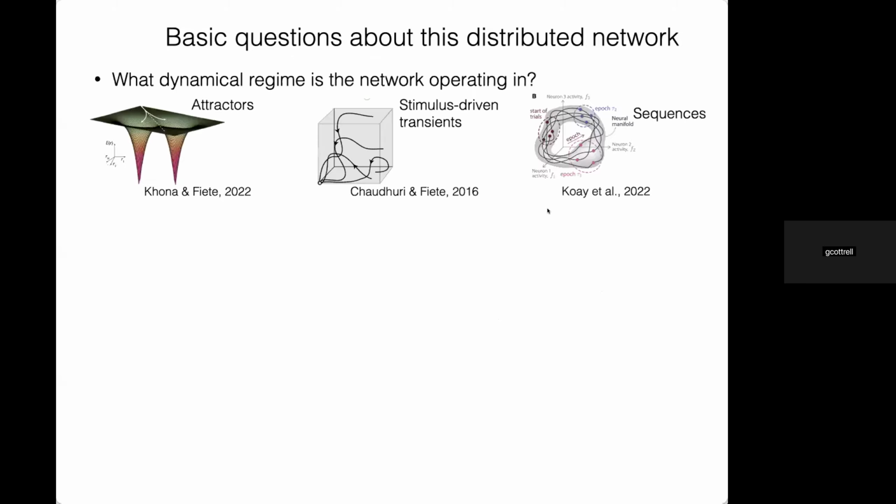There are some basic questions you might ask about computation by dynamics in this network that I and other people are interested in. For example, what dynamical regime is the network operating in? What are the dynamics doing? They could, as I said, be forming fixed point attractors and using that to encode a decision. They could be a primarily stimulus-driven response, with long stimulus transients, maybe low dimensional, maybe high dimensional, as in a reservoir network. Or maybe you have internally generated sequences of activity in the network that somehow encode information as the sequences speak through time. The last is close to what we think is happening in our task network, so you'll see more of that.